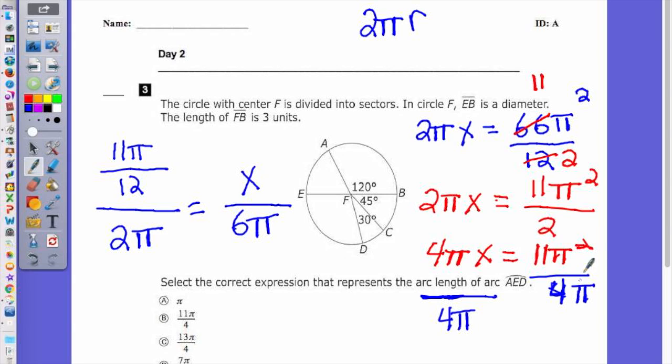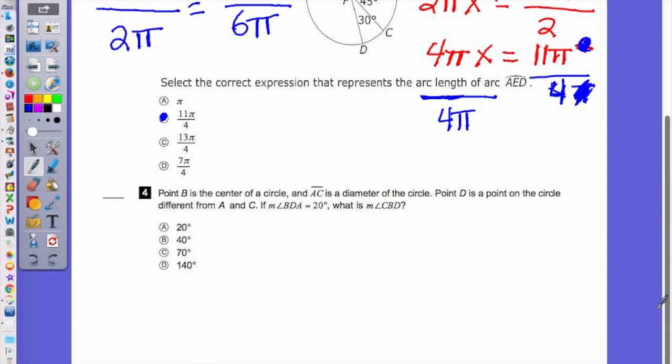Even if you got confused with these pi's here, hopefully at this point you recognize 11 over 4. Right? But 1 pi on the bottom and 2 pi's on the top means this pi cancels out and this pi becomes 1 pi. Okay, the problem with these is not setting them up. The problem with these is the multiplying with the pi's and the fractions. Does that help with number 3? Okay.